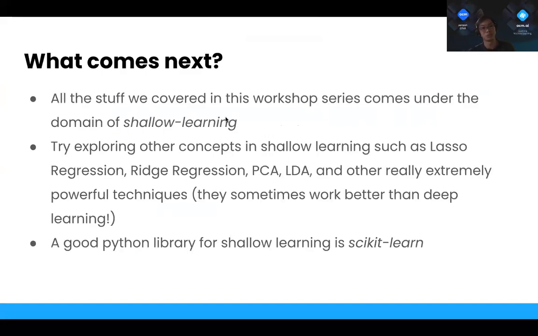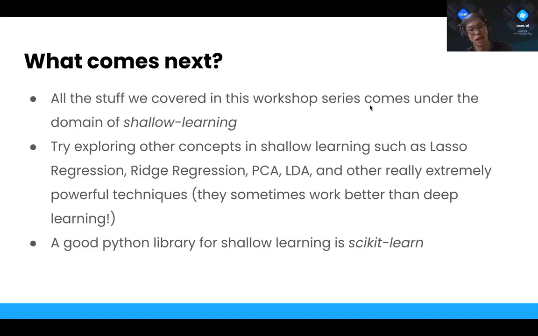If you're wondering what comes next, all the stuff that we covered in the beginner track is what's known as the domain of shallow learning. Compared to deep learning, the models in shallow learning are a lot simpler. If you're familiar with neural networks, they have more layers, and that's where deep learning comes in. We encourage you to explore other concepts in the shallow learning domain, such as lasso regression, ridge regression, PCA, LDA, and other cool stuff. Sometimes they even work better than deep learning, depending on your application.